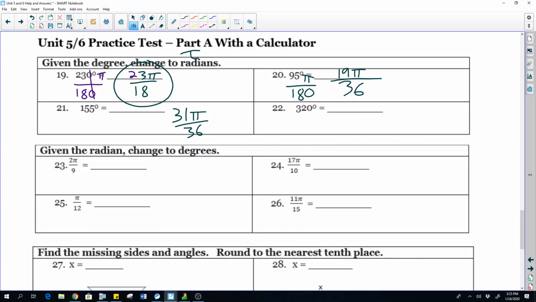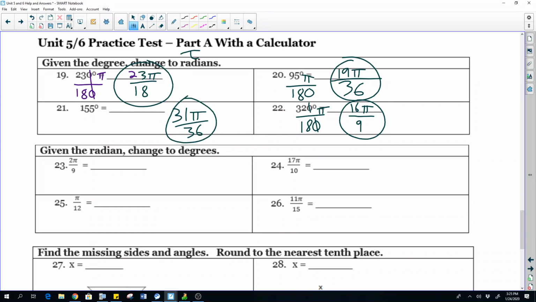Okay, what about 320 pi over 180? Maybe we could do this one in our heads. Divide by 10, divide by 10. And then what goes into 32? Let me just divide by 2. So 32 divided by 2 is 16. And then 18 divided by 2 is 9. And I don't think that reduces anymore. So there's our answer. Circle them.